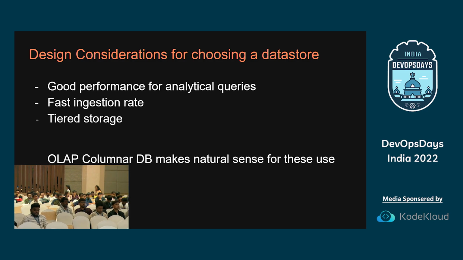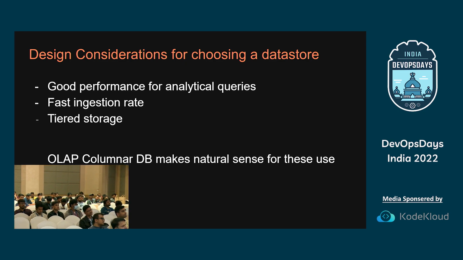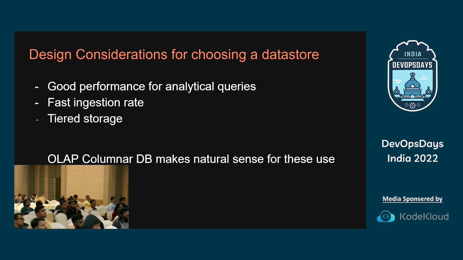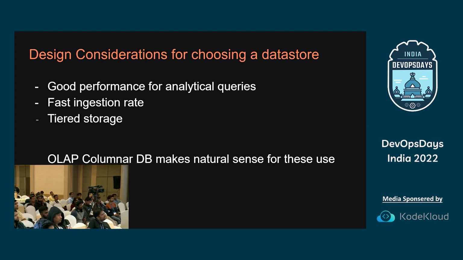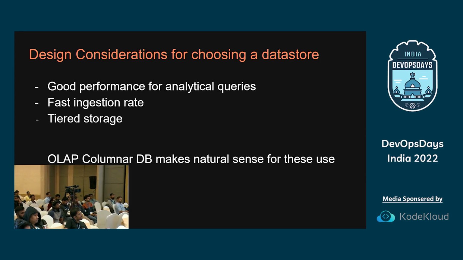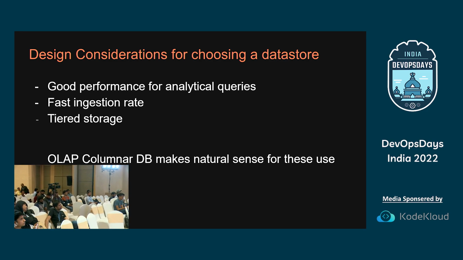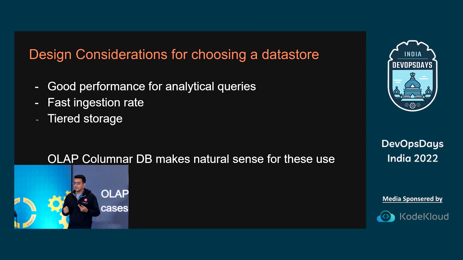So when I was designing this system, I had 3 most important considerations in mind, apart from all 3 signals being in one. One was that I wanted good performance over analytical queries. With analytical queries, we want to do aggregates, sums, averages, and percentiles, rather than fetching raw events like showing me a list of 10 raw events. These are aggregate queries, like give me the sum of CPU utilization across this zone, across this set of instances.